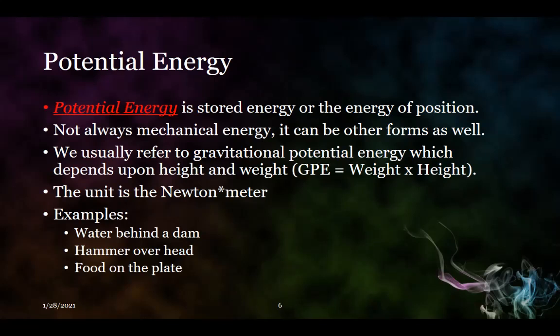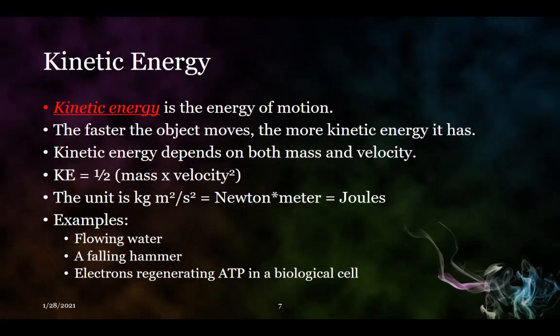So what are some examples of potential energy? We store water behind a dam because it can turn turbines, which can go ahead and produce kinetic energy. We pick a hammer up over our head. When we drop it, it's converted into kinetic and can create force. The food on our plate that maybe you ate for breakfast, maybe you're going to eat for lunch, just did. Okay. These are all examples of potential energy that we are trying to unlock to produce kinetic energy, which is your energy of motion. The faster the object moves, the more kinetic energy it has.